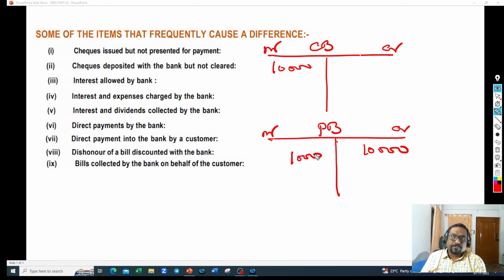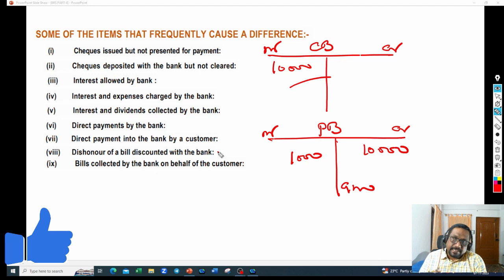So he debited 1,000. As soon as the bill got dishonored, meaning X said no, I can't pay, he immediately debits my account. That "no" is nothing but dishonor. He debited 1,000 in my account, but he did not communicate it to me before I prepared my reconciliation. Since he did not communicate it, I have not recorded it in my cash book. Now you see what the balance is here: 9,000. Here, the balance is 10,000. Obviously there will be a difference. So that is the dishonor of a bill discounted. Next.